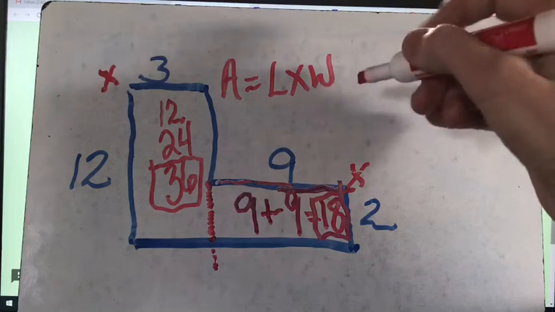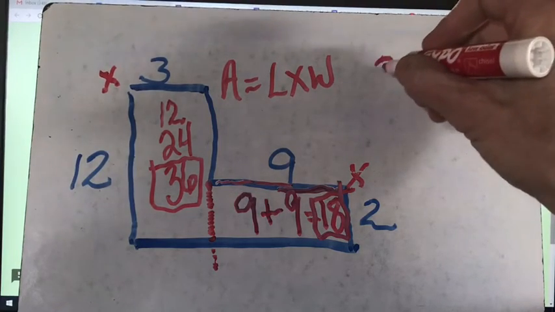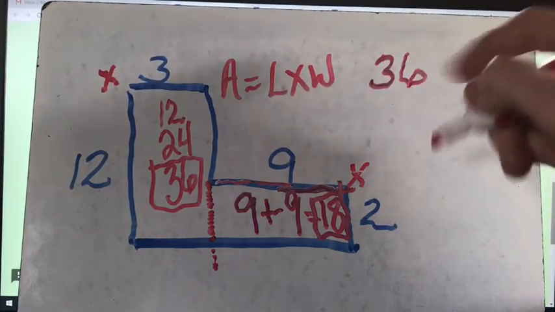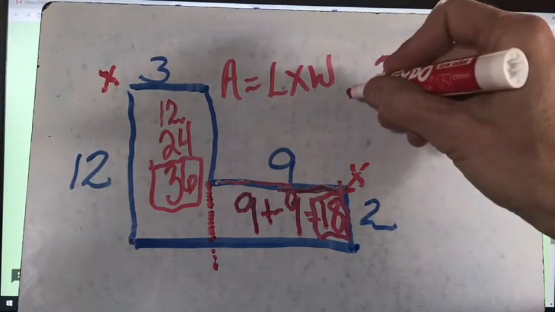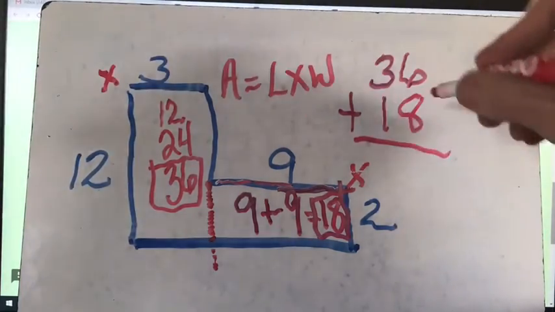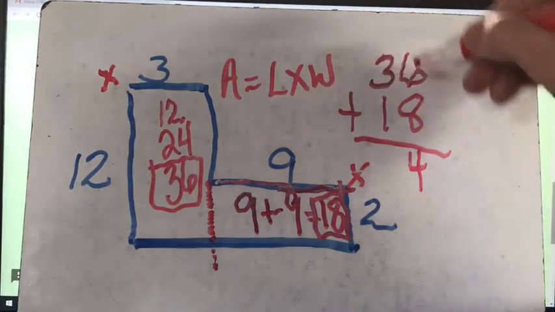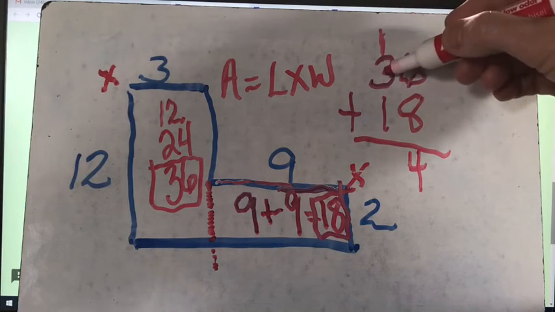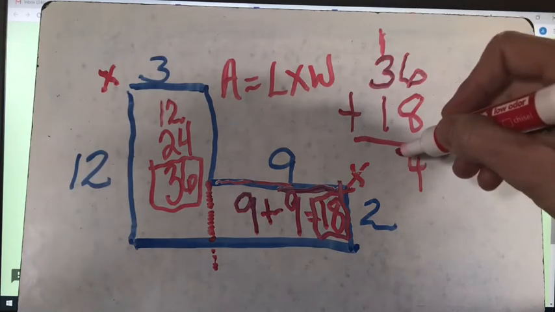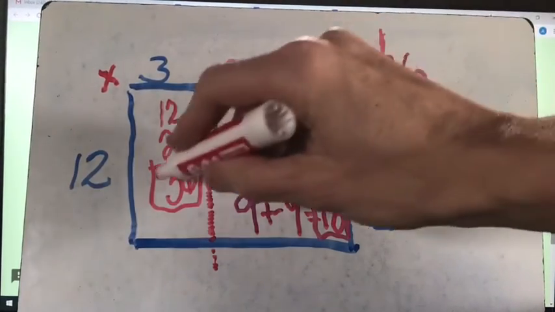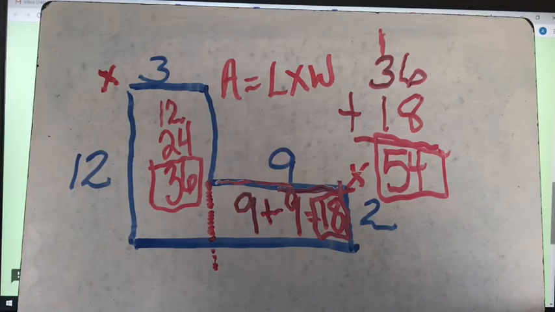I add these together. So if I take 36, I'm stacking these. I'm keeping my 10s and 1s placed separate. 36 plus 18. 6 plus 8 is 14. Carry that 1. So I have 1, 4, still 14. 3 plus 1 is 4, plus 1 is 5. So my total area for my 2 rectangles together equals 54 for our last problem.